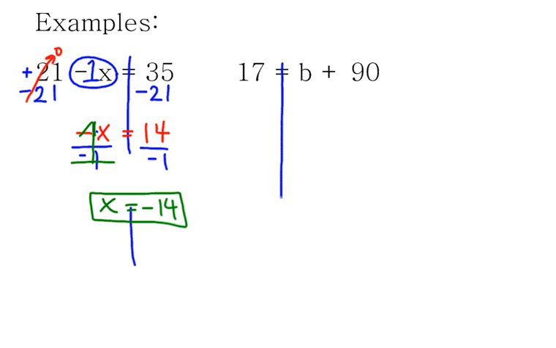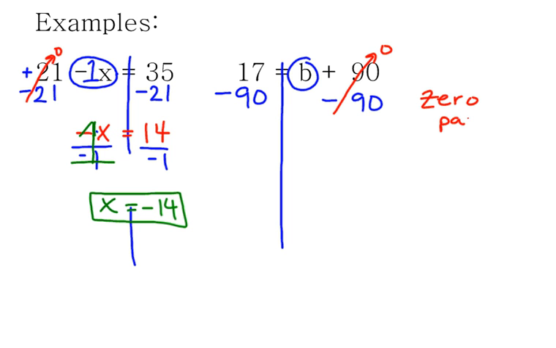In this problem, I add my balance line, I circle the variable. In this case, the variable is b. And I need to get rid of a plus 90. Well, the inverse of plus 90 is minus 90. And what I want to do to one side, I must do to the other. And I'm going to show in my work that this becomes 0. Again, that's called a 0 pair. And that leaves me with just b. The b is isolated. That's what I wanted.